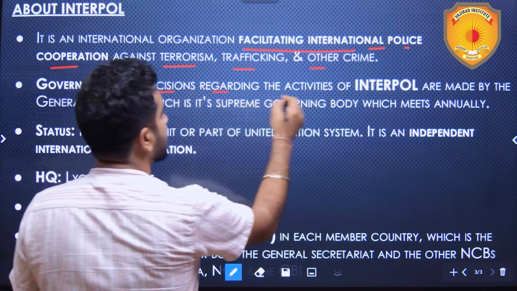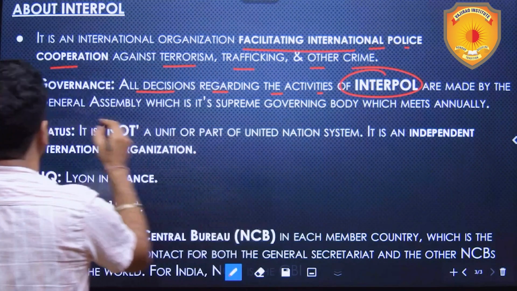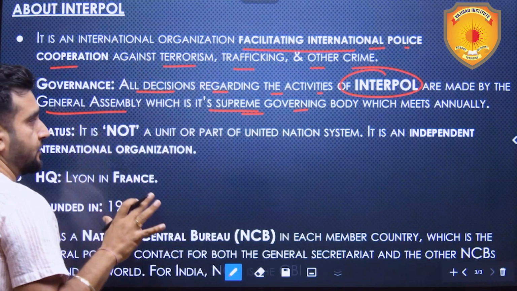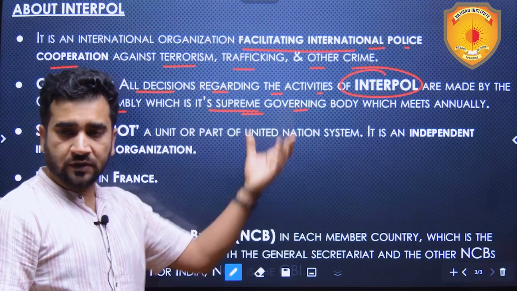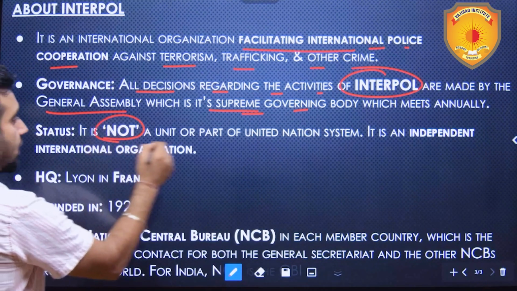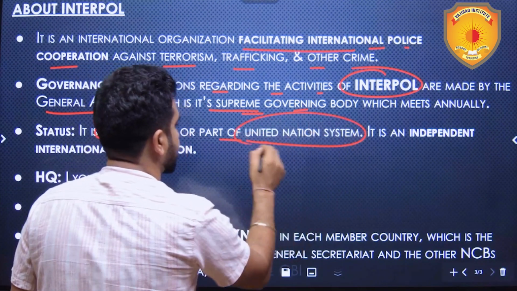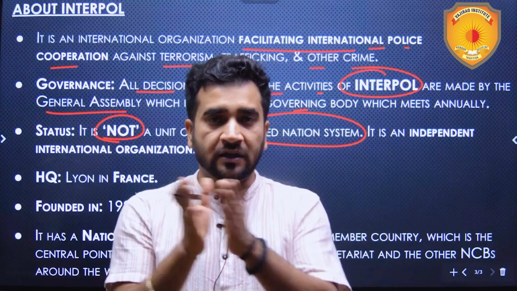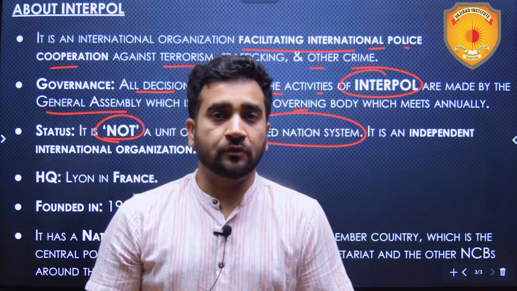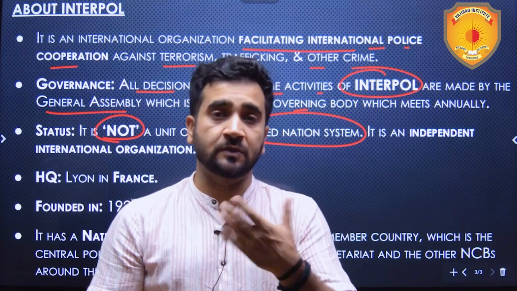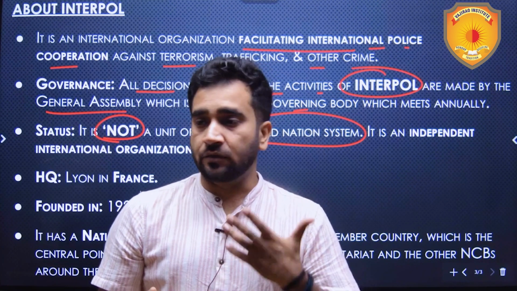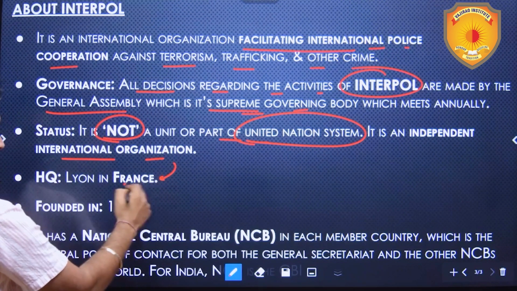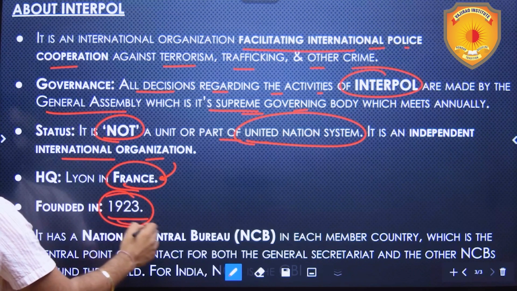Governance: all decisions regarding the activities of Interpol are made by the General Assembly, which is its supreme governing body, which meets annually, and it comprises all the members. It is not a unit or part of the United Nations system. So UPSC at times can pose statements that it is part of the United Nations system, and you might guess that yes, it must be part because it is of significance. No, it is not part of it. It is an independent international organization headquartered in France, formed in 1923.